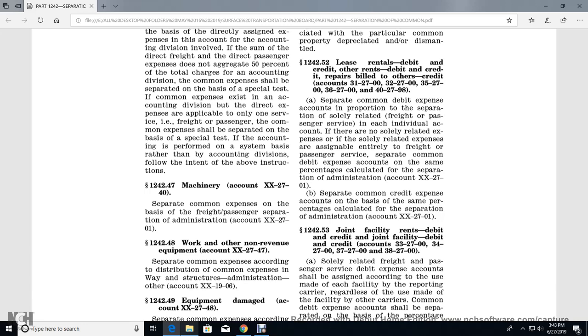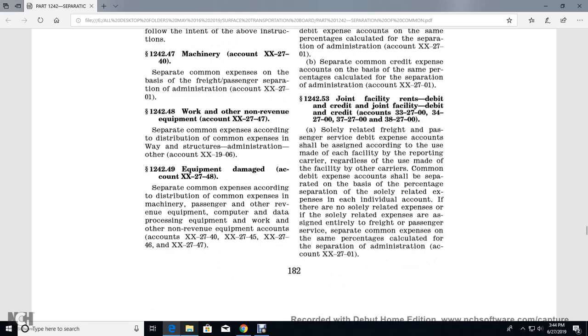Separate common expenses. Common debit expenses of the account are separated with the same percentage calculated with the separate administrative XX 2701. Separate common and credit expense of the account on the same percentage basis calculated with the separation administration XX 2701.